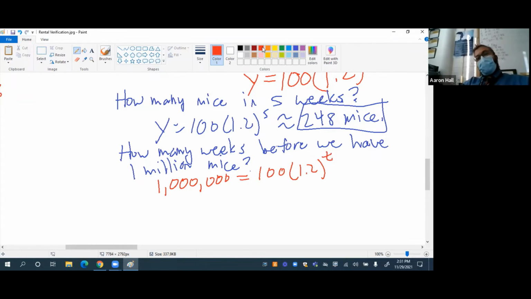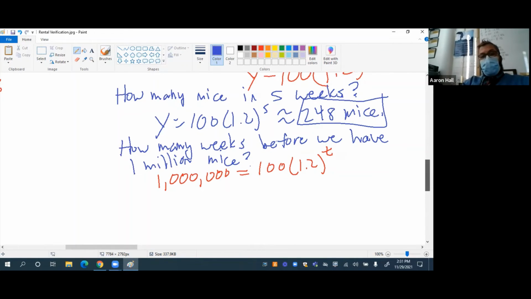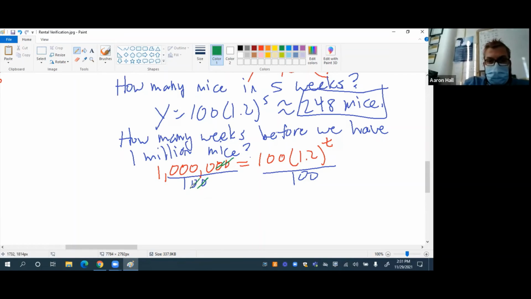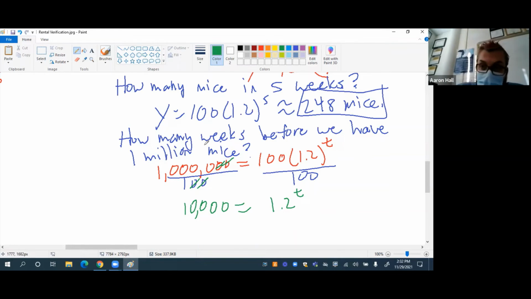And then solve for t, right? How would we solve for t? We divide by 100 to both sides. And dividing by 100 is easy because now we just knock off a bunch of zeros. And so that gives us what, is that 10,000? 10,000 equals 1.2 to the power of t. And then what? Yeah.